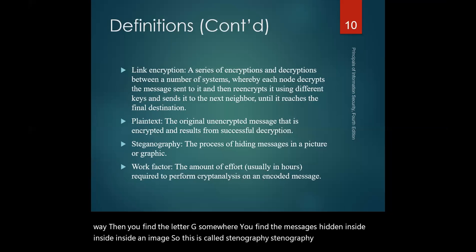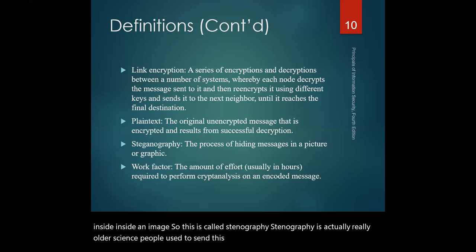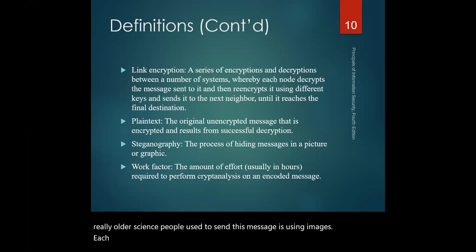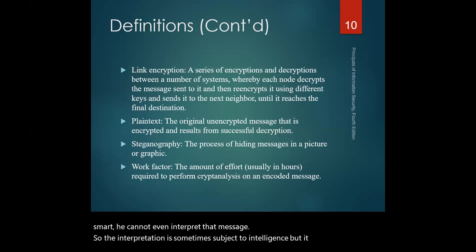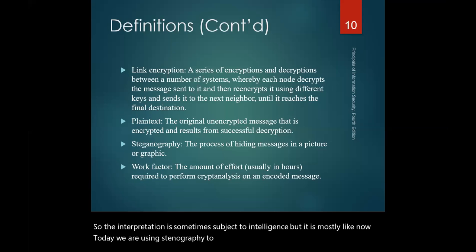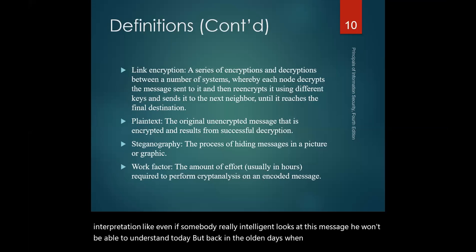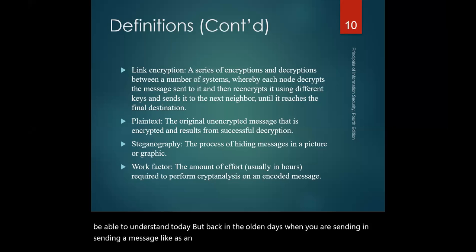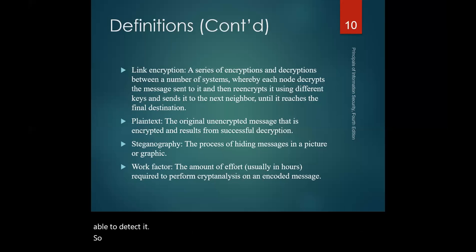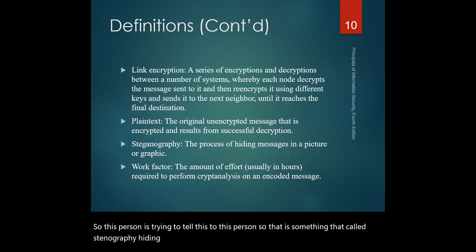Steganography is actually a really old science. People used to send messages using images to each other, because if the other person looking at the message is not very smart, he cannot even interpret it. So the interpretation is sometimes subject to intelligence. Today we use steganography to avoid any kind of intelligent interpretation, so even if somebody really intelligent looks at this message, he won't be able to understand it. But back in the olden days, if you were really smart, you might be able to deduce it: okay, this person is trying to tell this to this person. That is steganography, hiding the message in a picture or in a graphic.